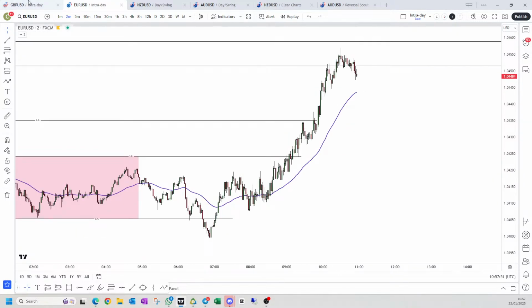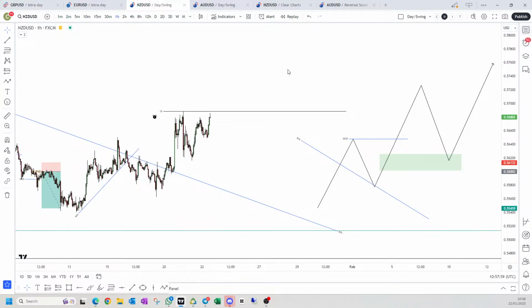Same for GU. So yeah, hence why I'm just looking at what's happening with this substructure. Not much action today.